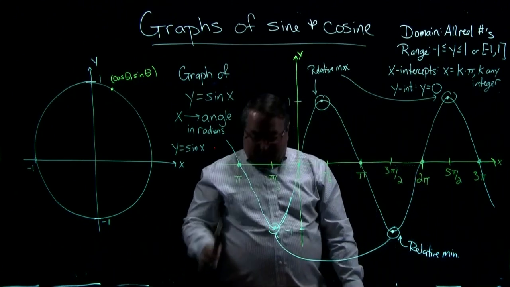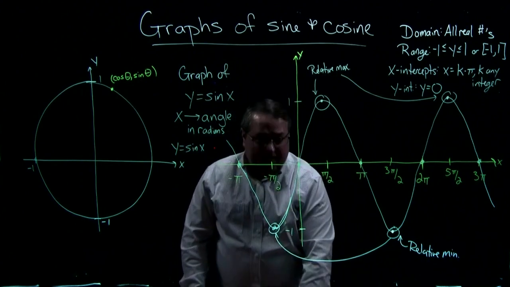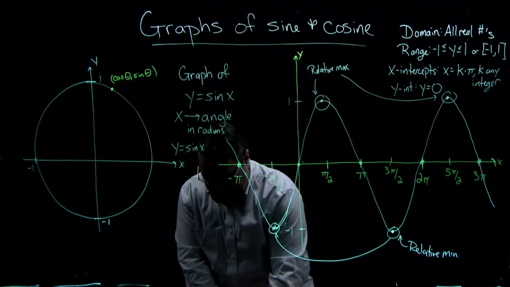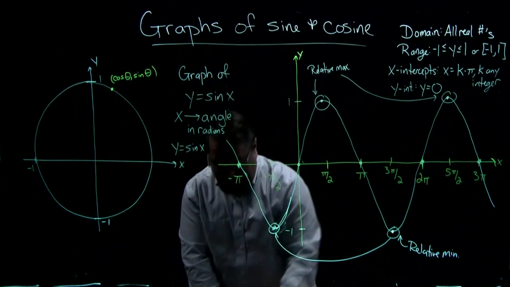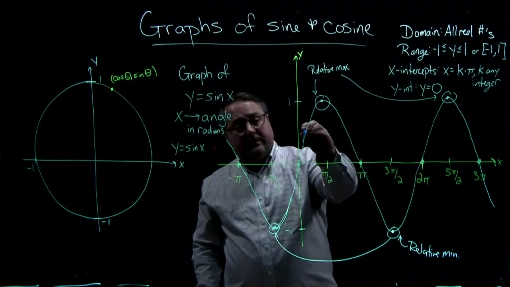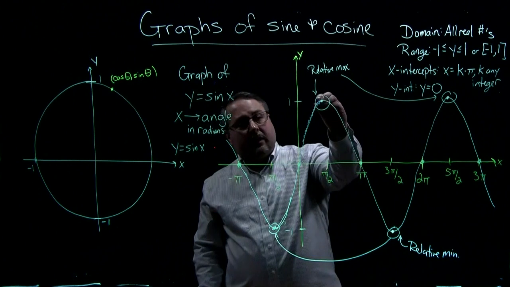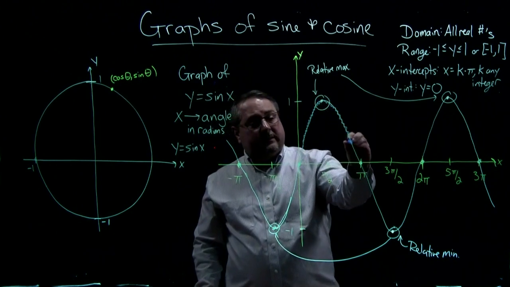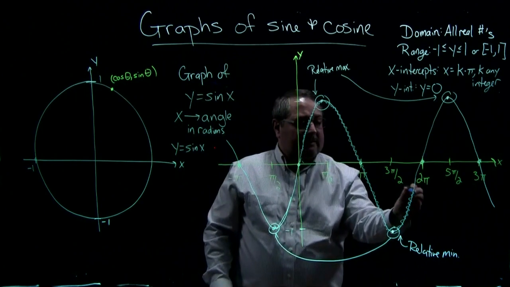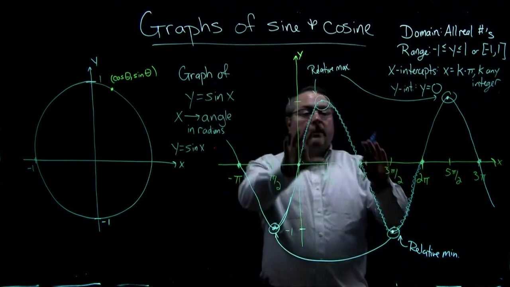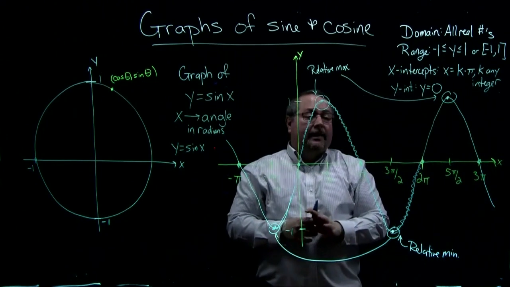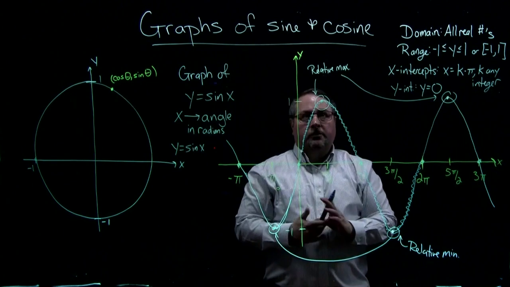Okay. A few other things that we want to note. The first is that this graph repeats. So if we were to take this piece of our graph from x equals 0 to x equals 2 pi, we took this piece and copied and pasted it over and over and over again, we're going to get the entire graph of our sine function.